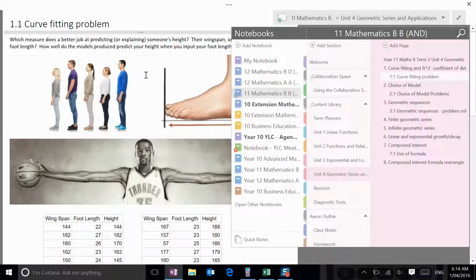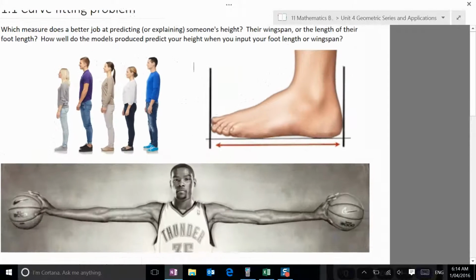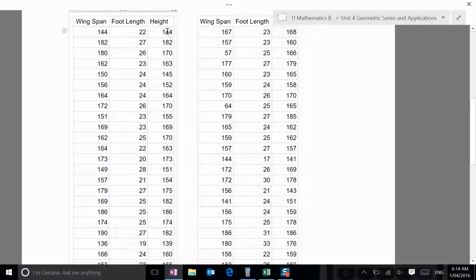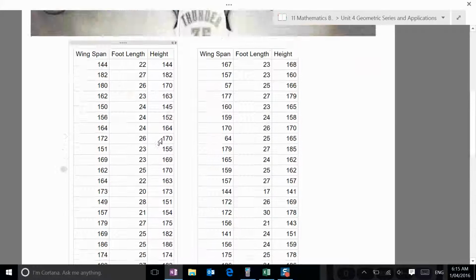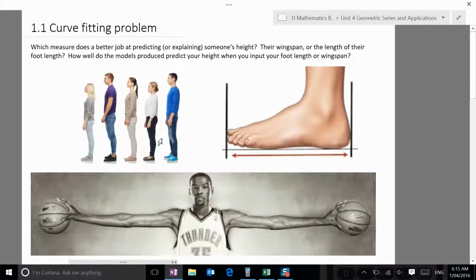What you are going to do in class is have a go at this curve fitting problem where you look at this data and see how the person's height is better explained. Is it better explained by the wingspan, or is it better explained by the foot length? So you're going to have to produce two graphs, see which one has more explanatory power, and make some conclusions from there.